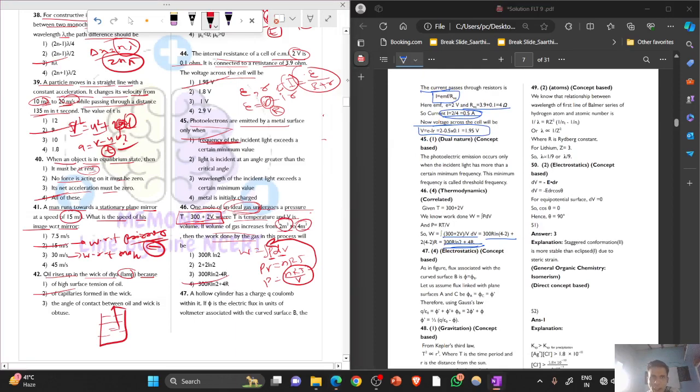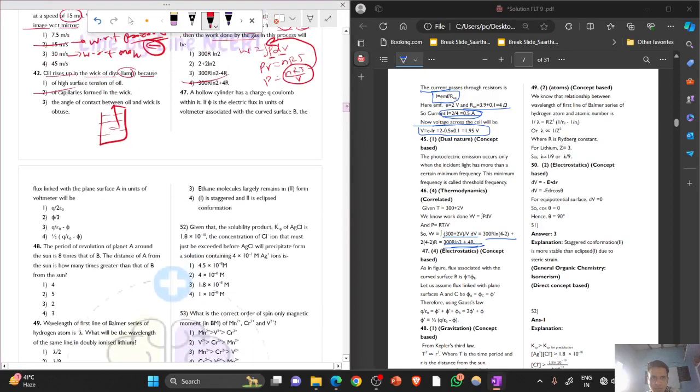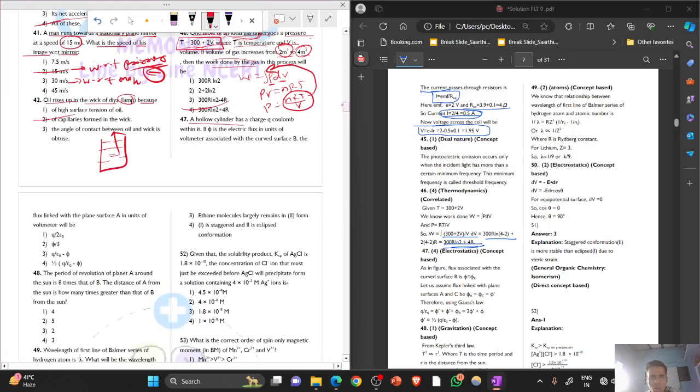Now moving ahead. A hollow cylinder. You have a hollow cylinder with charge q within it, with electric flux in units of voltmeter associated with the curved surface B, plus the plane surface. You just need to understand it for the total surface.